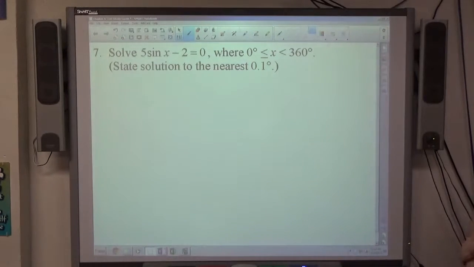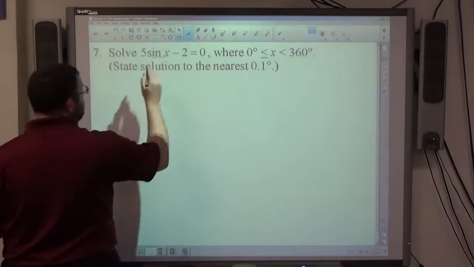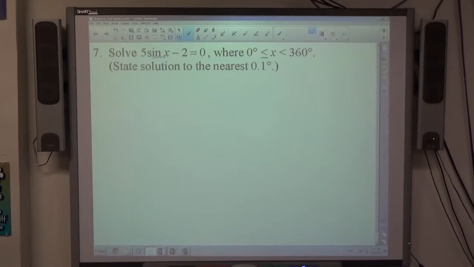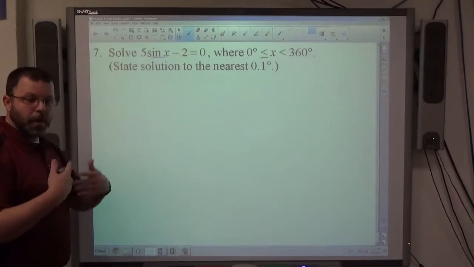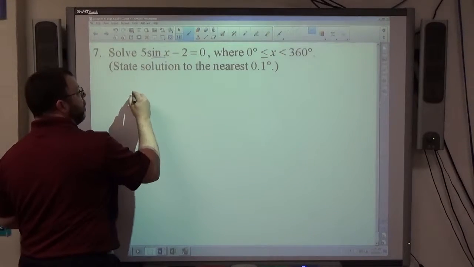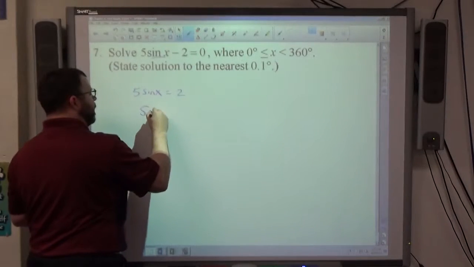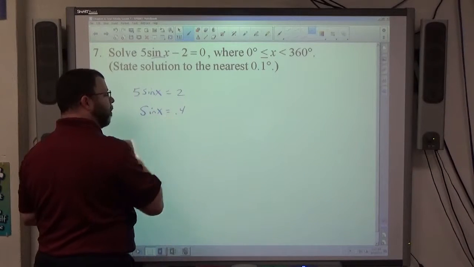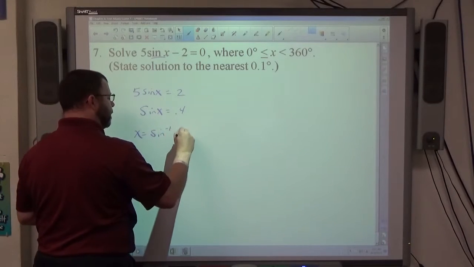Number 7, solve 5 sine of x minus 2 equals 0. We want answers between 0 and 360. Now this is sine. I could go with cosine or tangent. I'll probably stick to sine, cosine, or tangent in this one. Remember your rules for finding all the answers. So for sine, first of all, if I solve it, it's going to be 5 sine of x equals 2. So sine of x is equal to 0.4, which means x is going to be the inverse sine of 0.4.